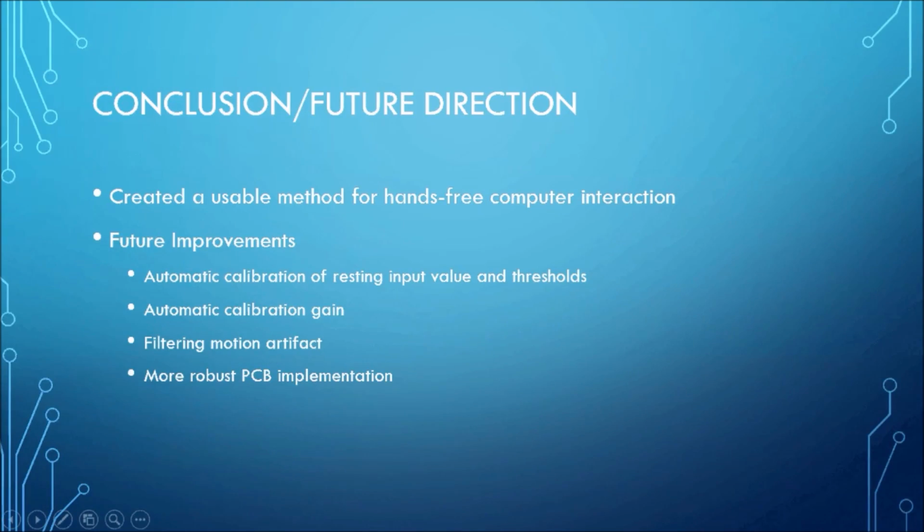In conclusion, we've created a method to control the mouse using EOG without use of the hands. Some problems we faced in this project were motion artifacts, where movement of the user's head, or even talking, or even touching the electric cables would cause the system to malfunction. Additionally, we were not able to implement an automatic gain calibration function because of the nature of the EOG signal. Both of these could be improved in order to make the device easier to use.